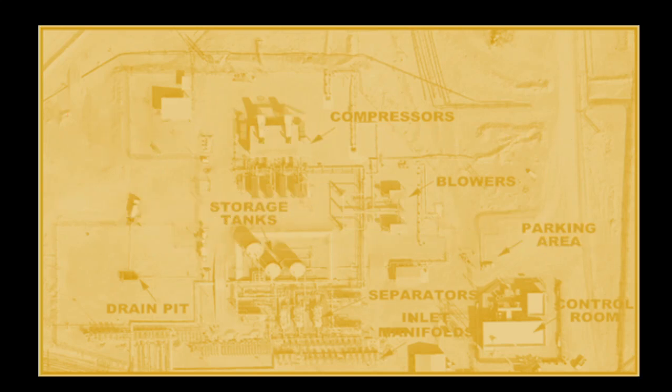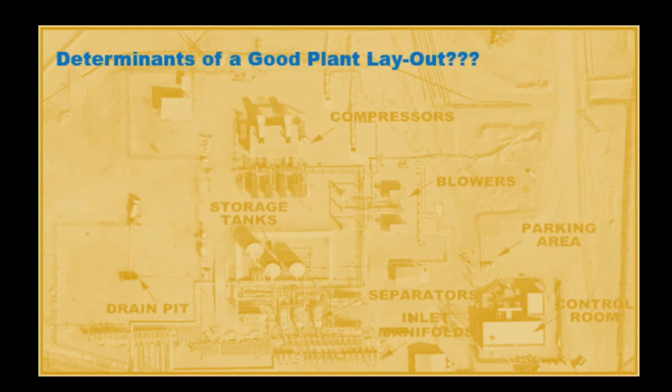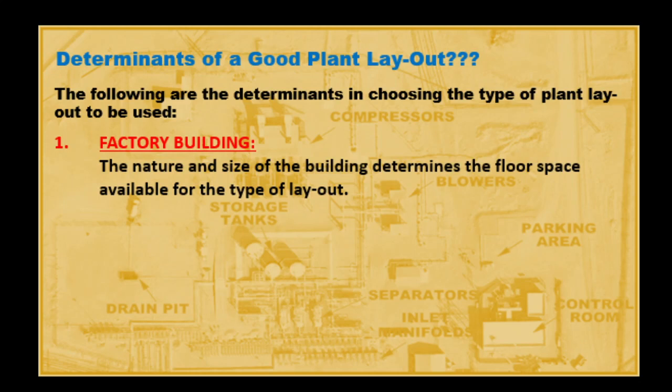So, sunod na natin dito yung determinants of a good plant layout. So, ano ba yung nagdi-determine para maging effective yung tinutukoy nating plant layout. So the following are the determinants in choosing the type of plant layout to be used. So first one is yung tinutukoy nating factory building. The nature as well as the size of the building determines the floor space available for the type of layout.